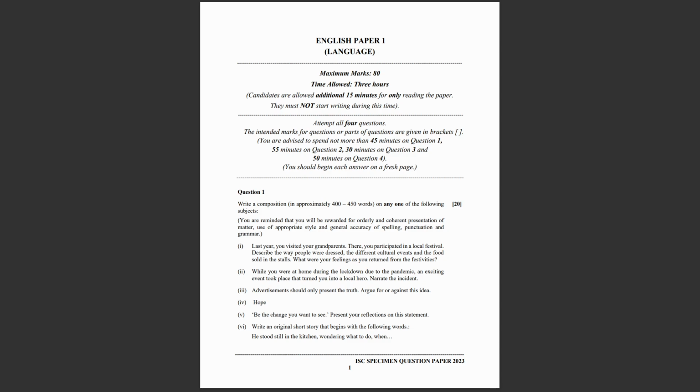So, if we take an example from the 2023 specimen paper that is uploaded on the website, then we will be able to understand it better. So, let me read it out for you all. The topic that was given in the specimen paper was: last year you visited your grandparents. There you participated in a local festival. So a background has been given in the first 2 lines. Describe the way people were dressed, the different cultural events and the food sold in the stalls. What were your feelings as you returned from the festivities?